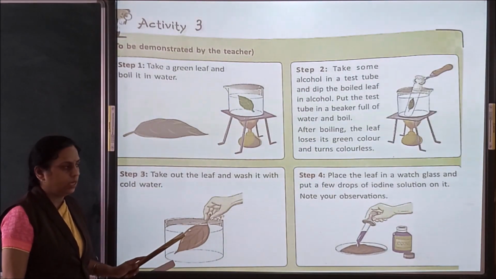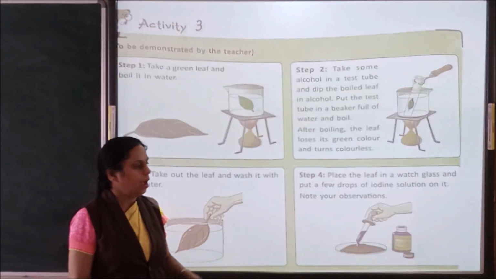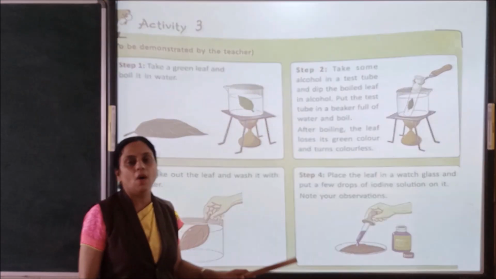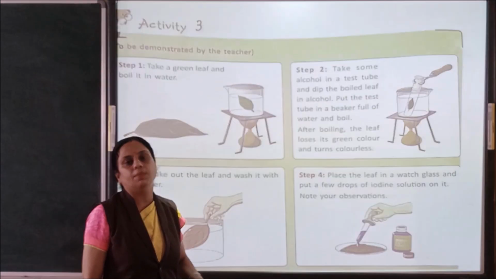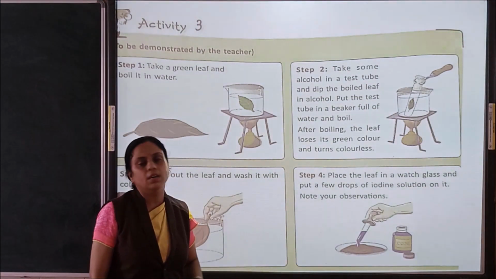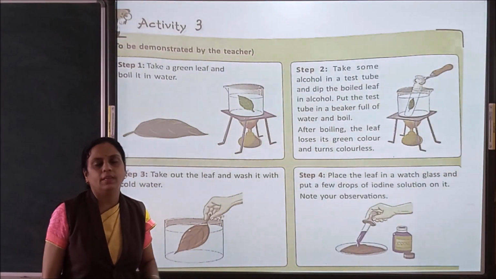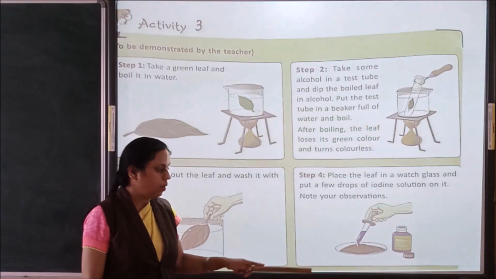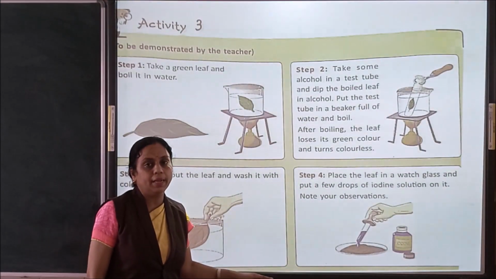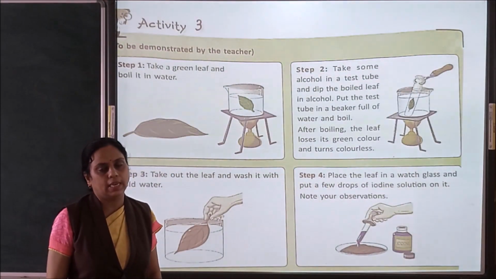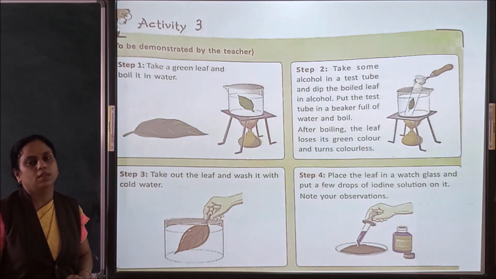And after washing in the cold water, you have to place the leaf in a watch glass and put a few drops of iodine solution in it. Now what will you observe? You will observe that the leaf turns a blue-black color. This shows that the leaf contains starch, because the blue-black color is the indicator of starch. This activity shows that the extra food is starch.